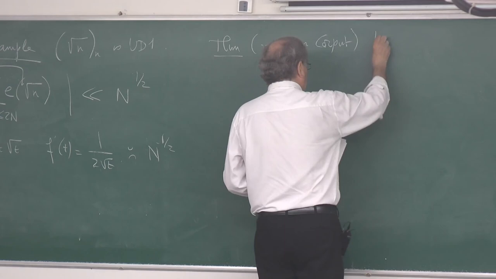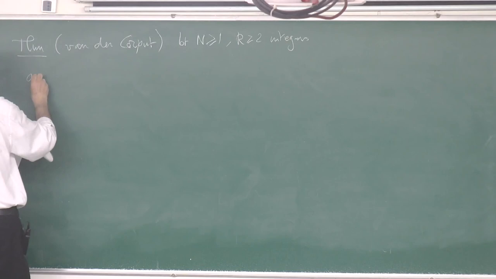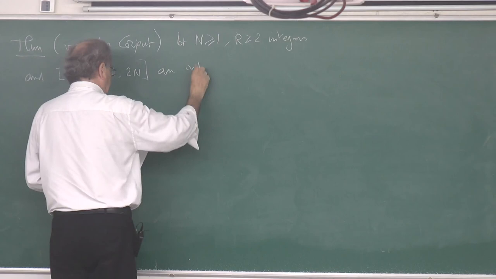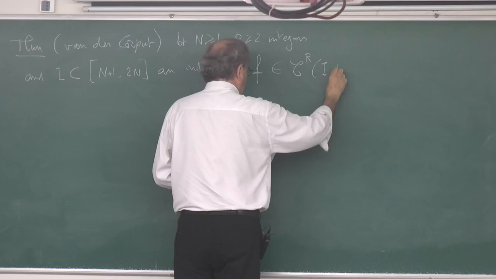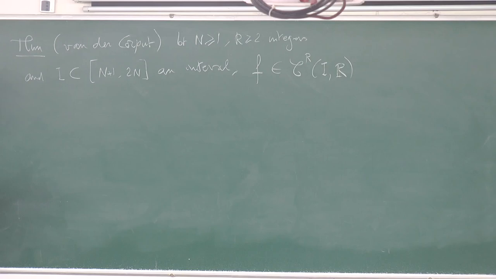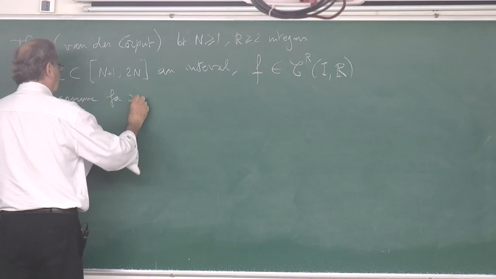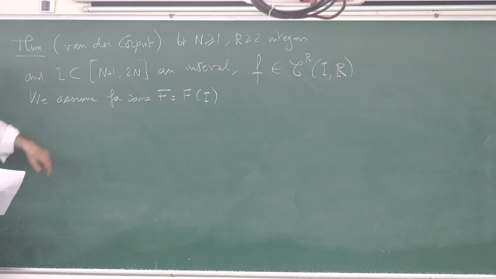So you let n be greater than 1 and r greater than 2, which are integers, and I be an interval in [n+1, n], an interval. You have a function f which is r times differentiable on I, with real values. And we assume, I'll tell you what this value is, that there exists some F, which depends on I, but indeed usually it depends only on n. It even does not depend on I, it depends on n, such that we have the following.